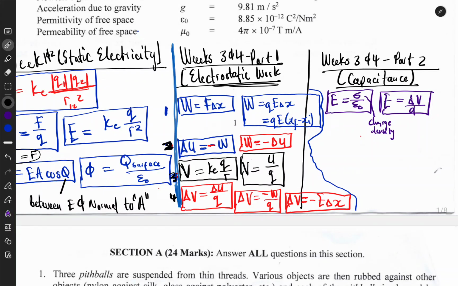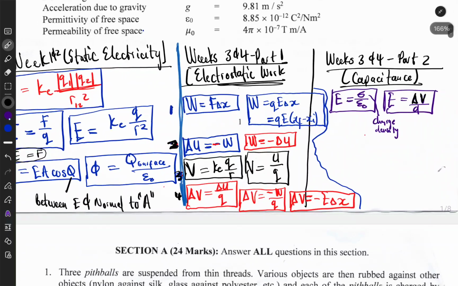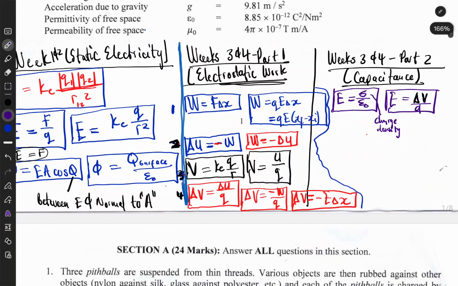This is for when you have your 2 plates and you want to find E. So make sure you just write them down, and you're going to use one of them to find E in capacitance. This is formula number 1. Then formula number 2 is for sigma, the charge density. It is charge over area, charge per unit area. This gives you the charge density.